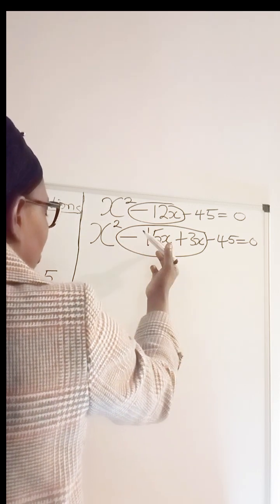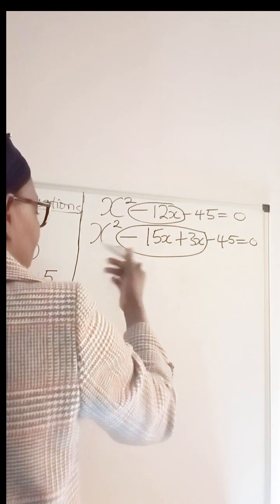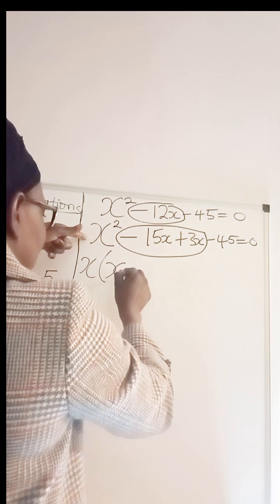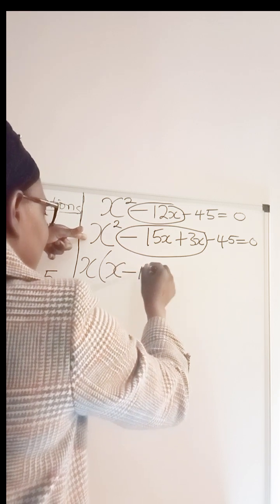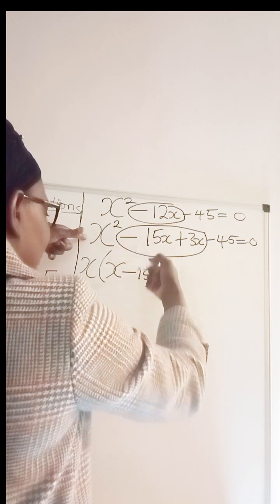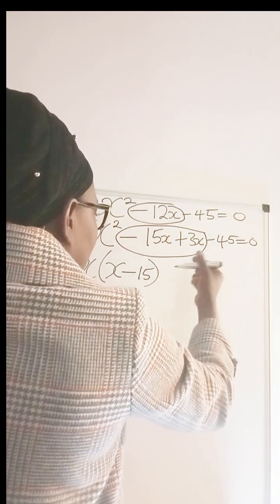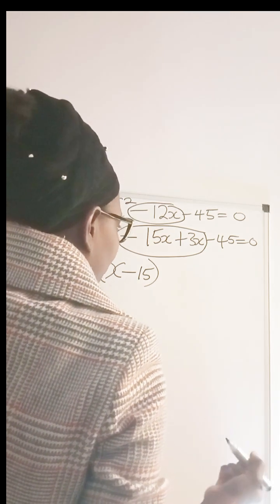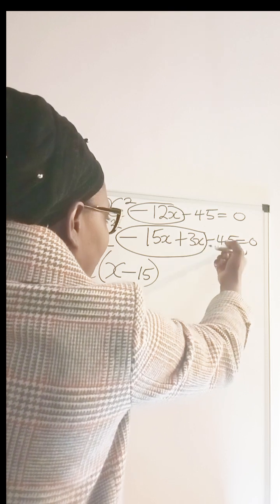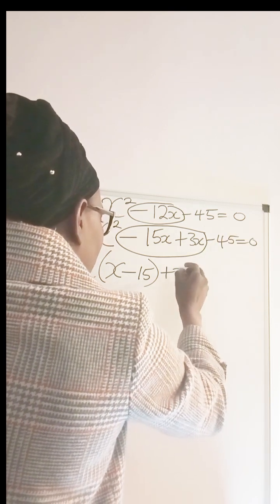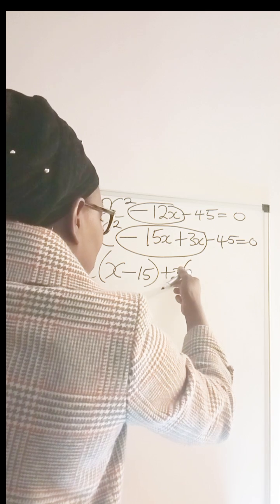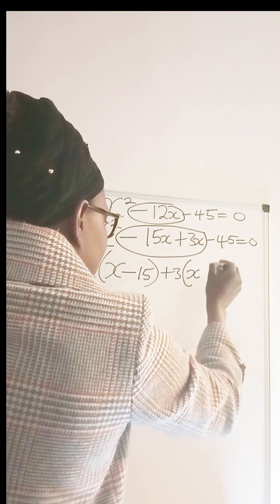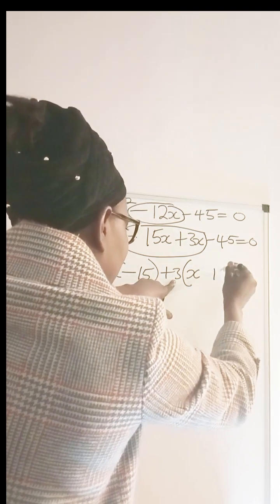Look at these two. They don't have a common number, but the common letter is x. So bring out x, and you'll be left with another x here, minus 15. Looking at these two again, what is common is 3. There is no common letter, but there is a common figure. The common figure is 3, because 3 in 45 will give us 15. We have plus 3. When we factorize out 3 here, we'll be left with x. So 3 in 45, 15.